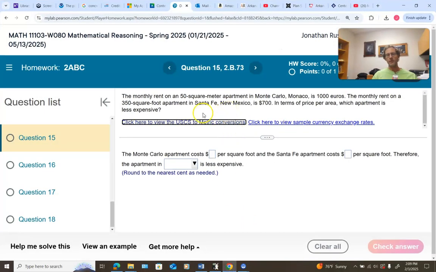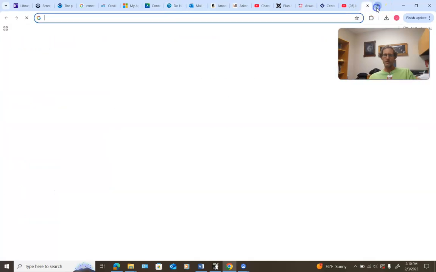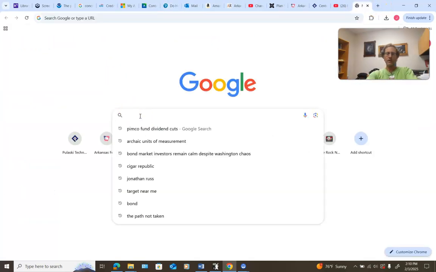Now, if you are using the chart in here, it doesn't actually go from square meters to square feet. You'd first have to figure out, it tells here how many feet are in a meter, and you would have to convert that from square meters to square feet, knowing that there are 3.28 feet in each meter. In other words, guys, you would have to square this. But what I would suggest you do is maybe just do a Google search. That'll probably save you a step.